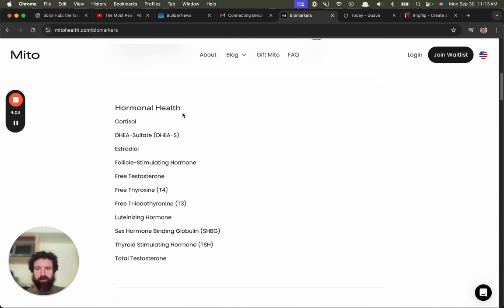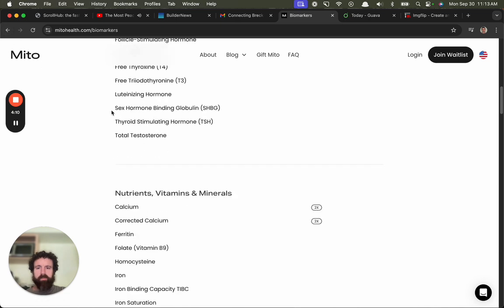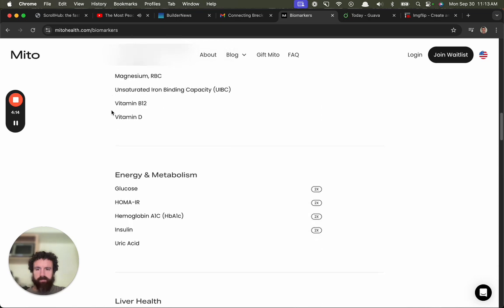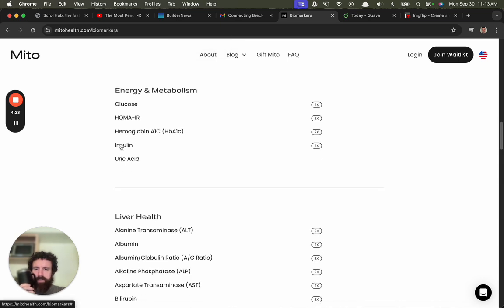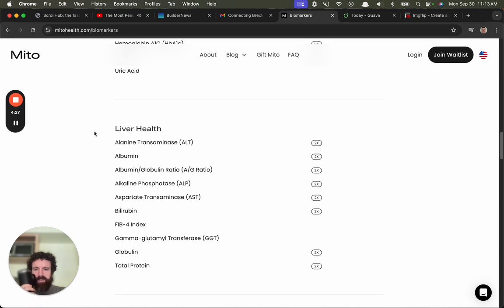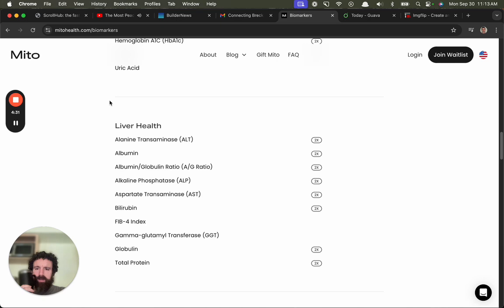Heart health, hormonal health, for testosterone. Yeah, this is great. This is great. Iron, okay. Glucose, insulin, uric acid. You should throw ketones in there. It's cheap. It probably costs you 10 cents to do that test at a lab. Liver health. Oh, you probably do have BHB in here. No?